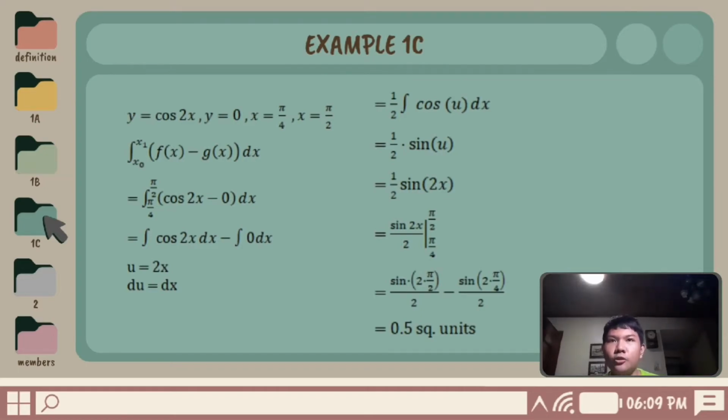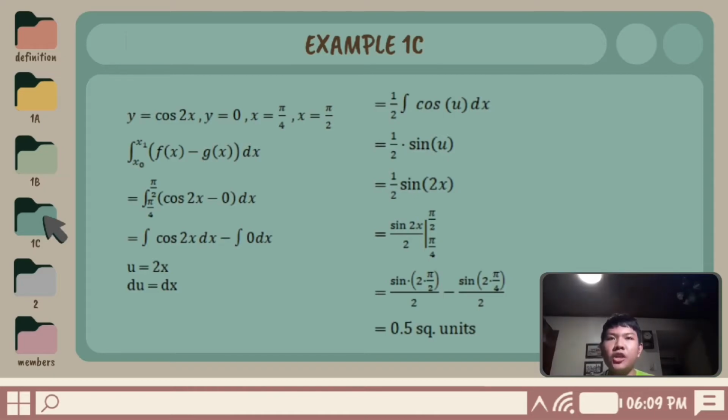By eliminating the absolutes, it will be considered as the integral of cosine 2x minus 0 between pi over 4 to pi over 2. So take the constant out using the integral of a times f of x dx equals a times the integral of f of x. Then it will be considered as the integral of cosine of 2x dx between pi over 4 to pi over 2. We will not include 0 anymore since it won't be necessary for the solution, meaning to say that it won't really change anything.